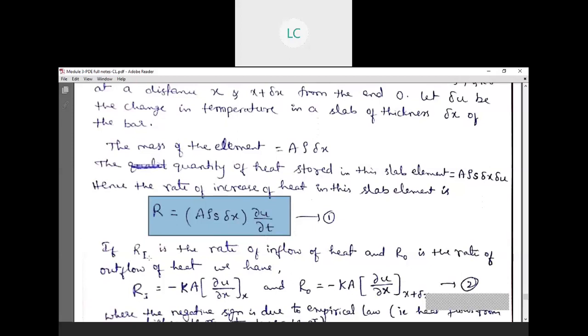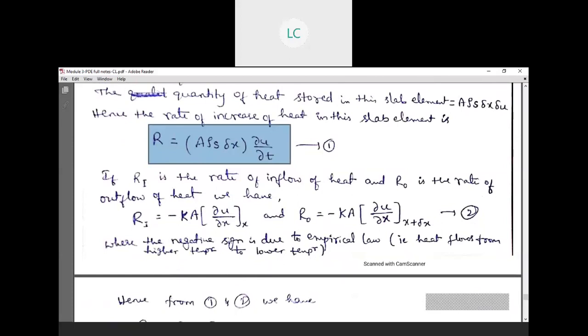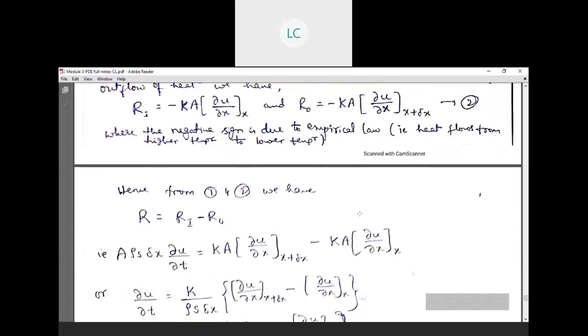Next, if Ri is the rate of inflow of heat and Ro is the rate of outflow of heat, then Ri and Ro are represented like this: minus K A into dou U by dou x at x, and Ro is minus K A into dou U by dou x at x plus delta x, where the negative sign is due to the empirical law. Heat flows from higher temperature to lower temperature, so we consider negative signs. That is according to the empirical law.